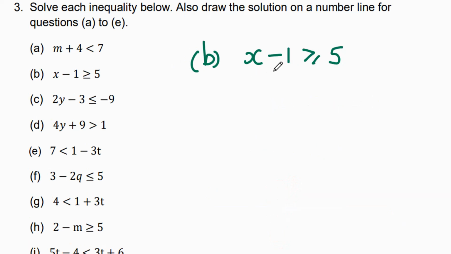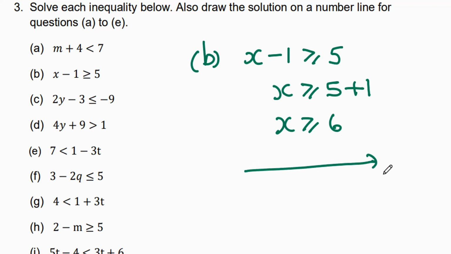Here we have x minus 1 greater than or equal to 5. We want to isolate x on the left-hand side, and we can do so by taking the -1 to the right-hand side, and it becomes +1. So we end up with x greater than or equal to 6.